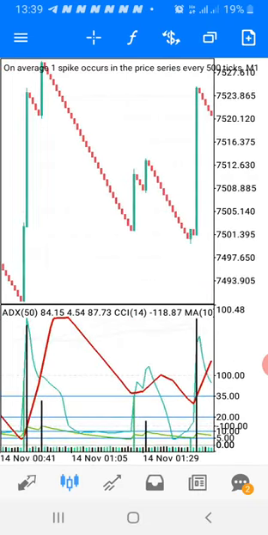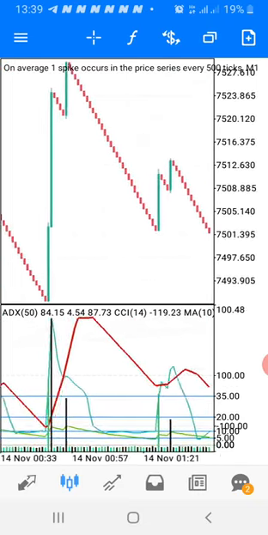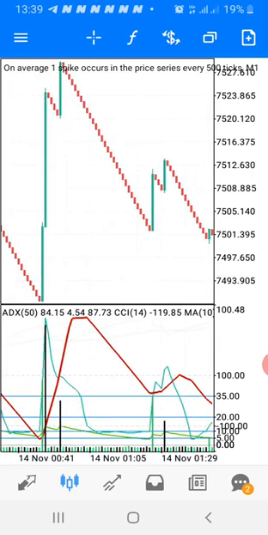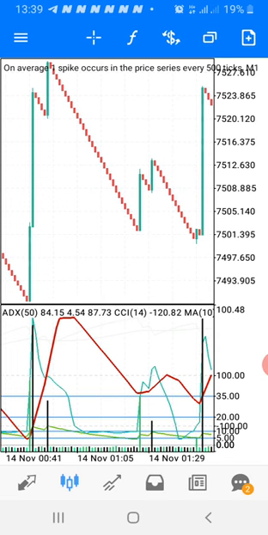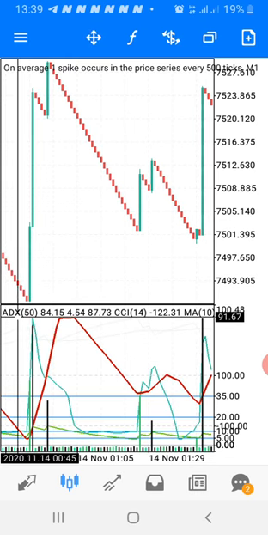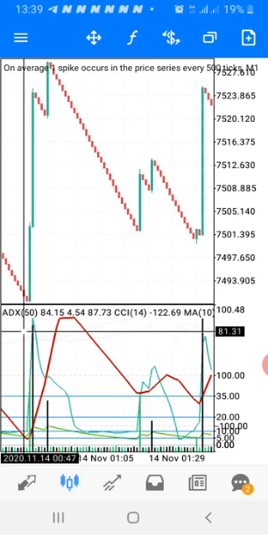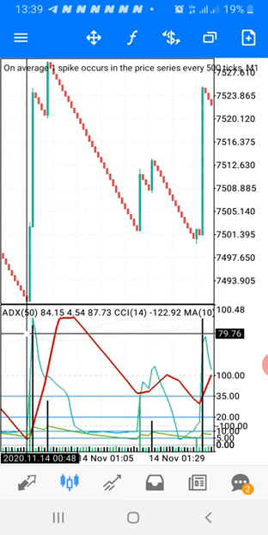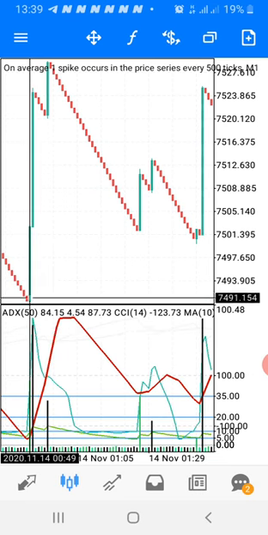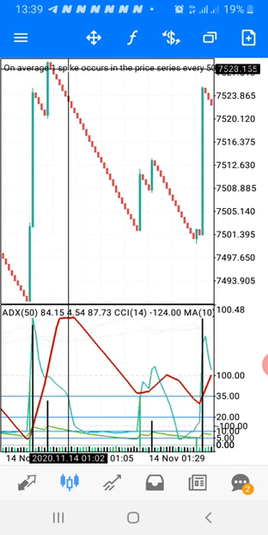Something to note, you don't need to enter the market every time you see a spike. Make sure it is accurate, that is, it is at the oversold or at the overbought level. That is for Crash 500. Make sure it's at the oversold for Boom 500. You see a crash at the oversold, you enter this trade here, and then a spike comes. You see how it works.